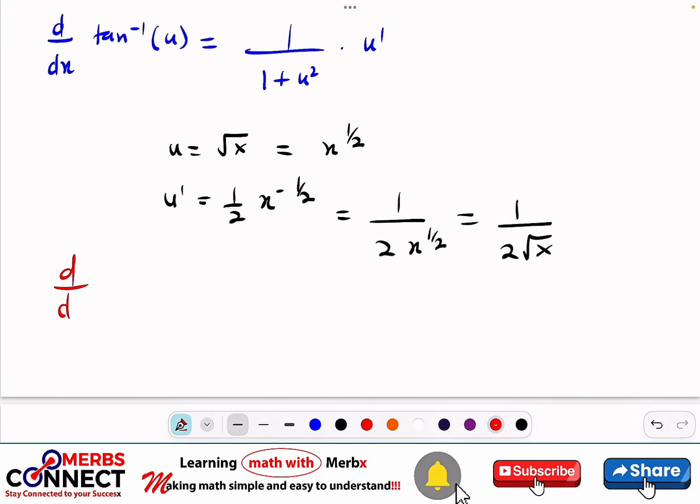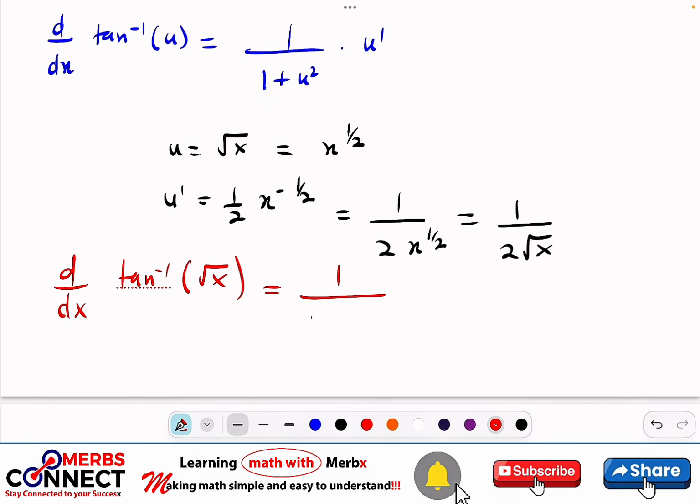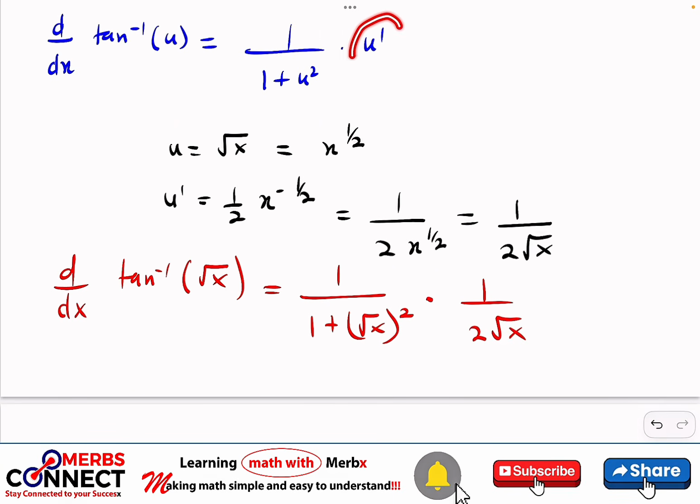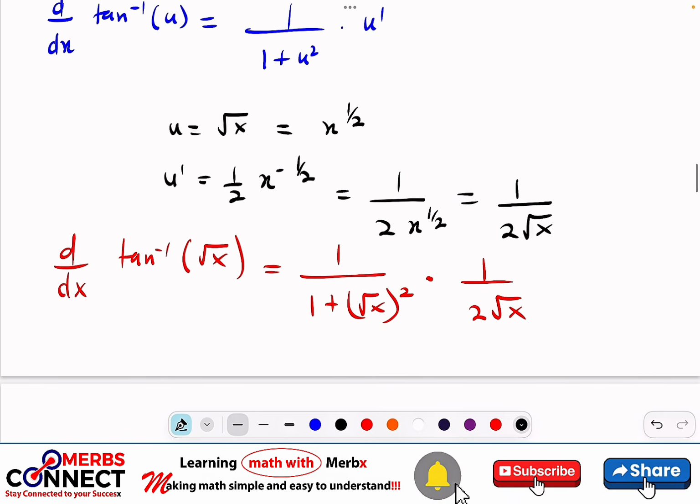So d over dx of tan inverse of square root of x is the same as, so we are using the formula here. We are going to have 1 divided by 1 plus u squared. This is u, so this is going to be x, squared, times 1 divided by this, because we need to multiply by u prime, and u prime is equal to this. Now let's do some small simplification here, and then we are done, right? Now when I multiply this by this, I'm going to have 1.